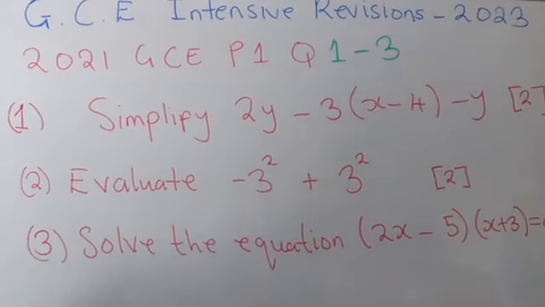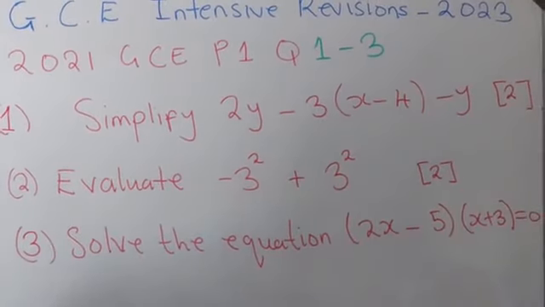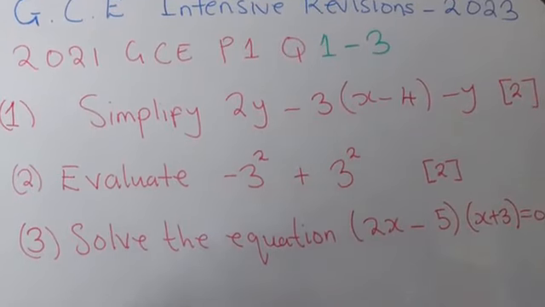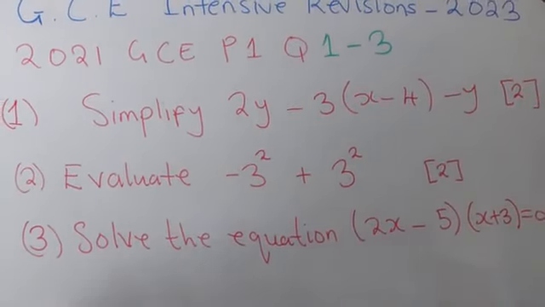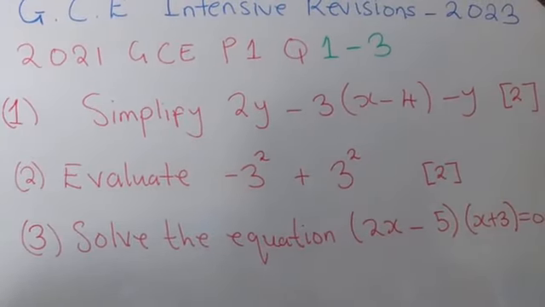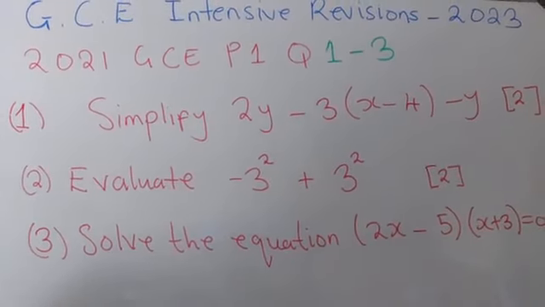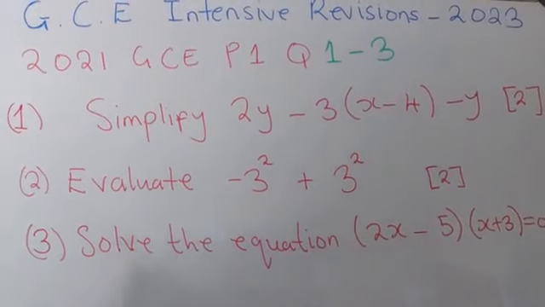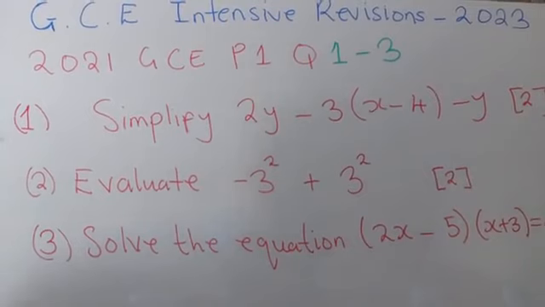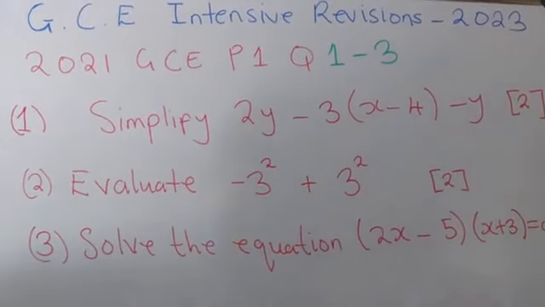Okay, so here with me, we are going to revise mathematics 2021 paper 1. That was brought for external candidates, that is the GCE. So you can see on the board I've got 3 questions. Question 1, simplify 2y minus 3(x minus 4) minus y. This question normally will carry 2 marks. Question 2, evaluate negative 3 squared plus 3 squared. Also this one will carry 2 marks.